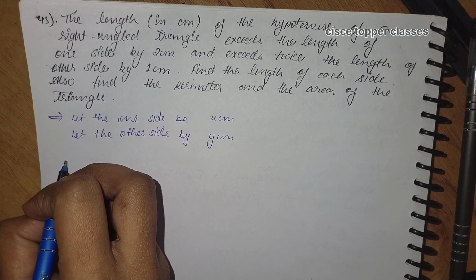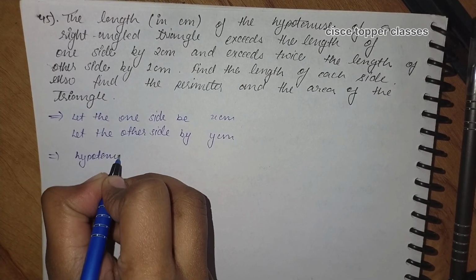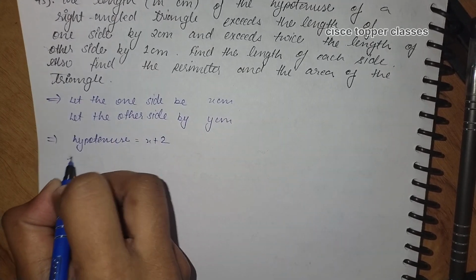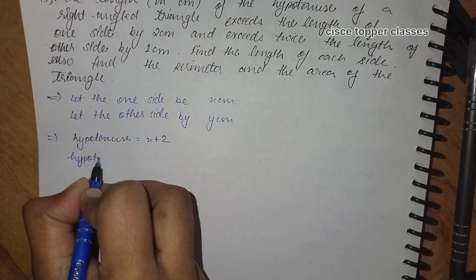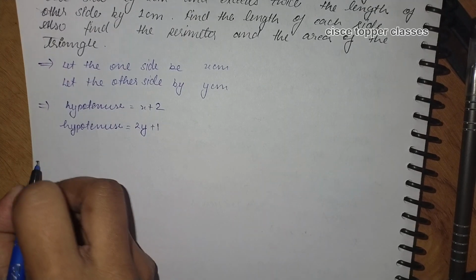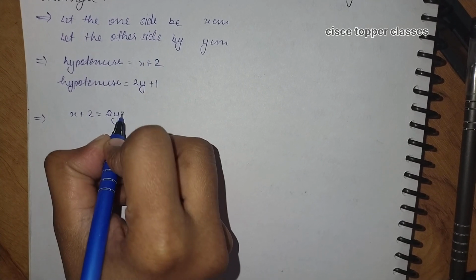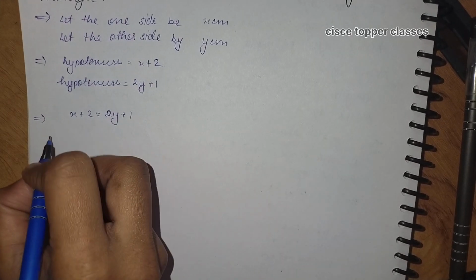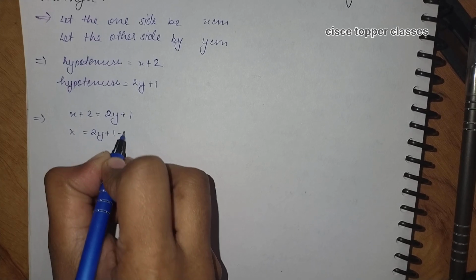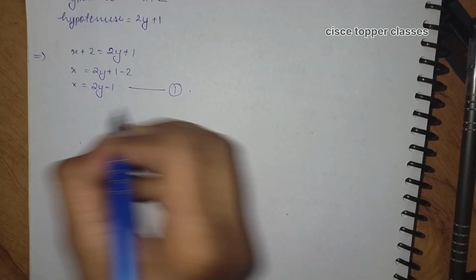the length of one side by 2 centimeter, means the hypotenuse, if we write by comparing these two sides, if we take x side, that will become x plus 2, and if we take the side, another side y, hypotenuse is equal to 2y plus 1. So on comparing here, we can write x plus 2 is equal to 2y plus 1. This is the same side hypotenuse only. So here we can write x equal to 2y plus 1 minus 2. So x is equal to 2y minus 1 here. And this is the first equation, let it as.